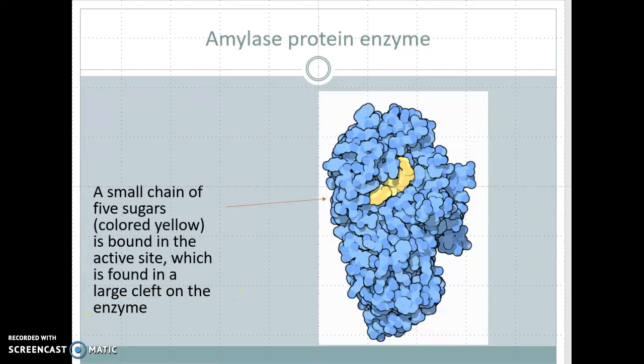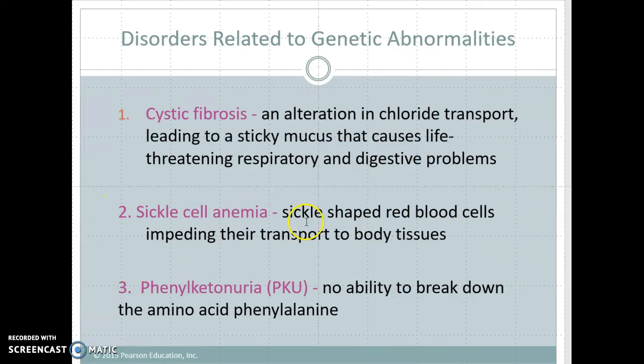So then we can look at some disorders where things don't work right. Maybe you have genetic problems with your DNA, so that you make the wrong shape, or you label a protein incorrectly. So here, cystic fibrosis is an example, sickle cell anemia is an example, and phenylketonuria, or PKU, is a third example of genetic abnormalities of protein.